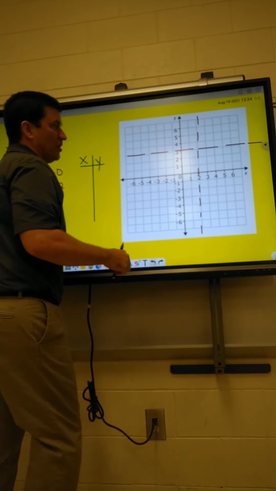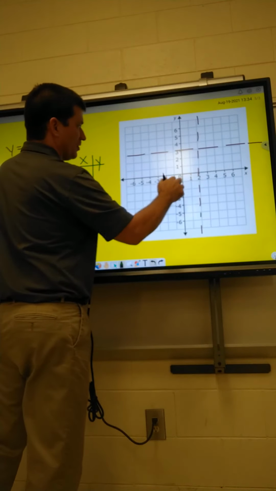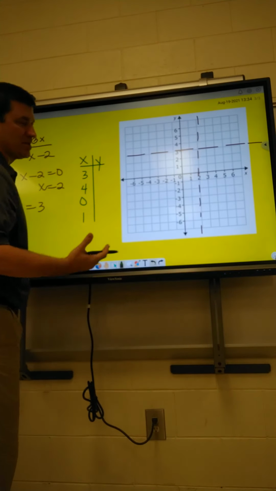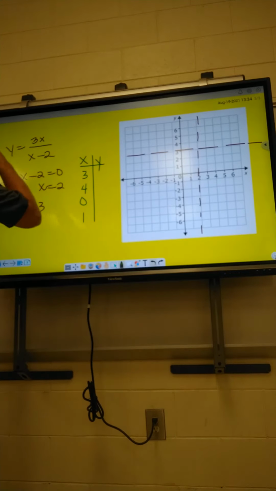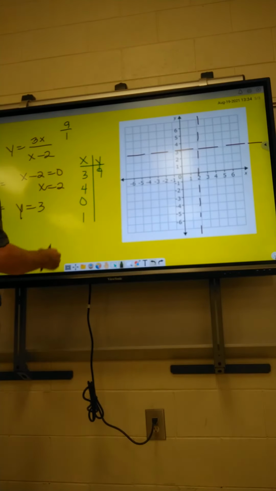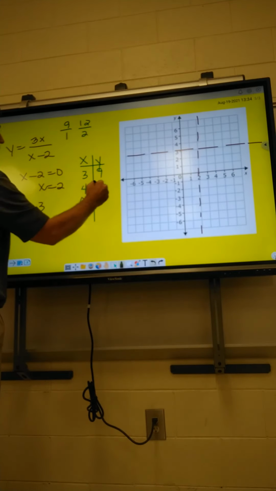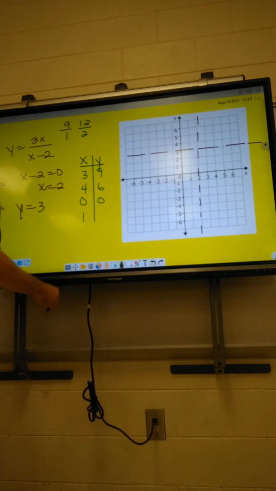All right, when you're plugging in your numbers, remember 2 on the right is 3 and 4. 2 on the left is 0 and 1. And sometimes it's got a pattern. You won't have to find them all. If you plug 3 in, you get 9 over 1. That's 9. If you plug 4 in, you get 12 over 4 minus 2, which is 2. That'll give you 6. 0 is 0.